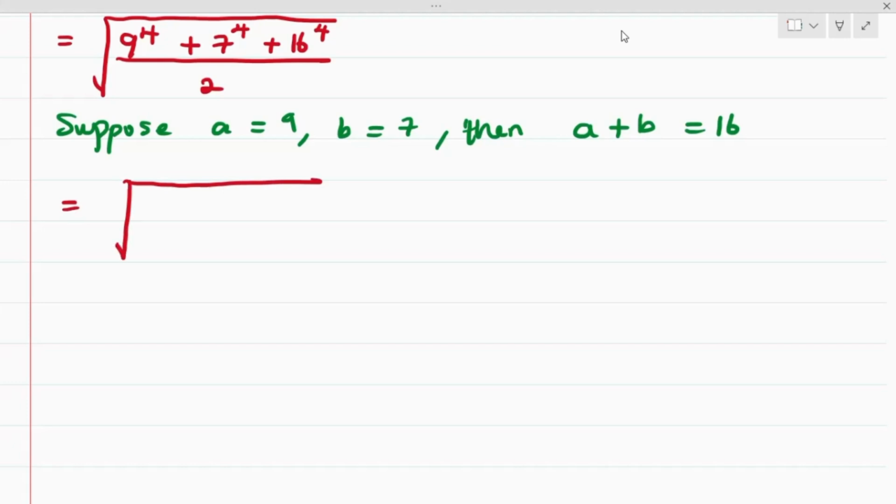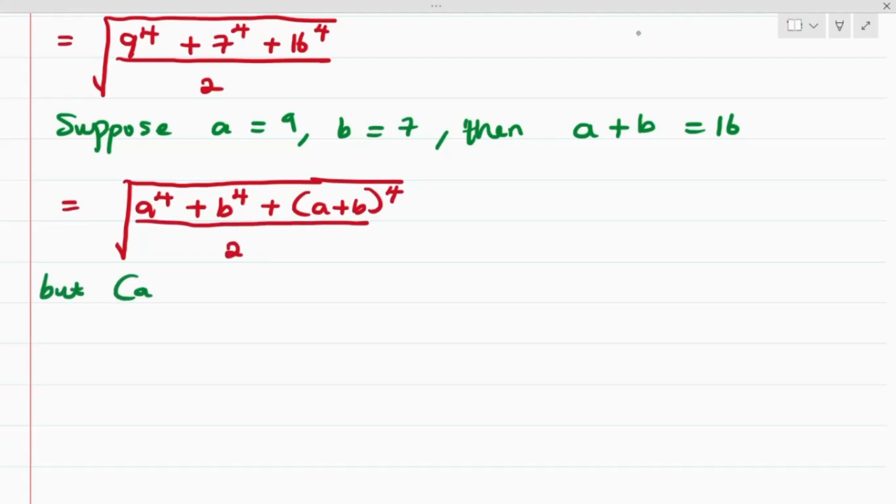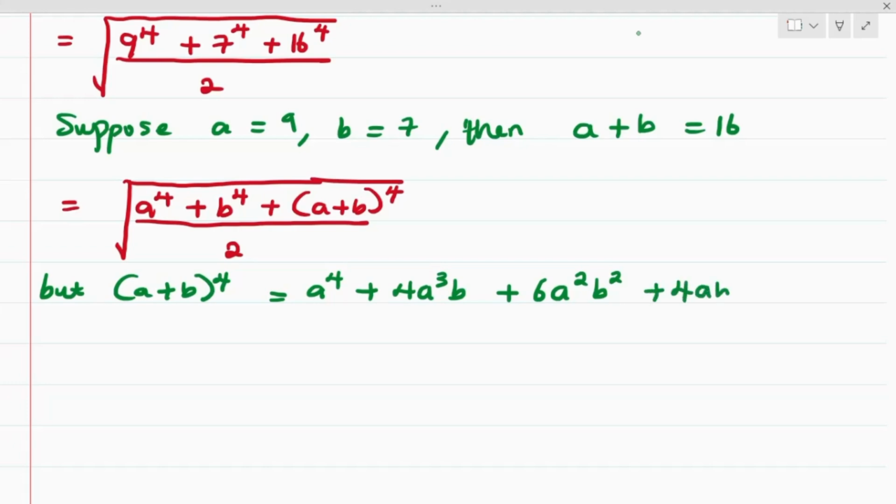So applying this, we have this to be equal to the square root of 9 to the power of 4, we have 9 to be A, so we have A raised to the power of 4 plus B raised to the power of 4 plus we have A plus B all raised to the power of 4, and this is going to divide 2. But we know that A plus B all raised to the power of 4 is equal to A raised to the power of 4 plus 4A cubed B plus 6A squared B squared plus 4AB cubed plus B raised to the power of 4.